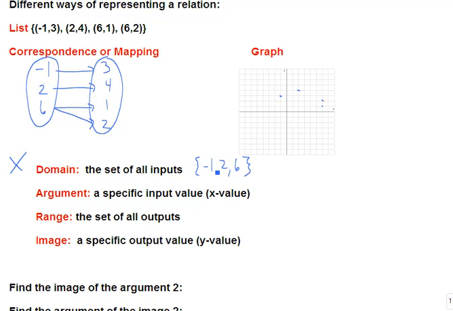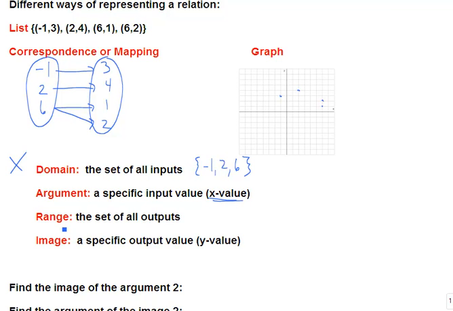Now when you see the word argument, the argument is referring to a specific input value or a specific x value. So I could say the argument -1, or the argument 2, or the argument 6. So an argument is one specific x value.